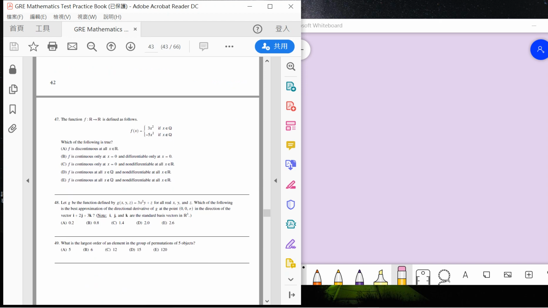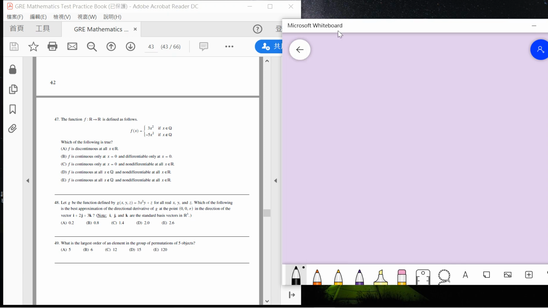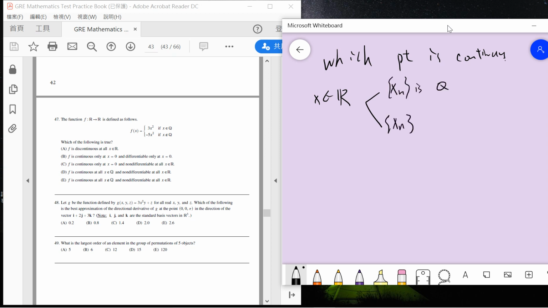And 47. So this is also a standard analysis question. He asked, if x belongs to the rationals, the function is 3x squared, and if x belongs to the irrationals, it is minus 5x squared. Okay, so which point is continuous? Any point of R can be approximated by a sequence of rational points and a sequence of irrational points.